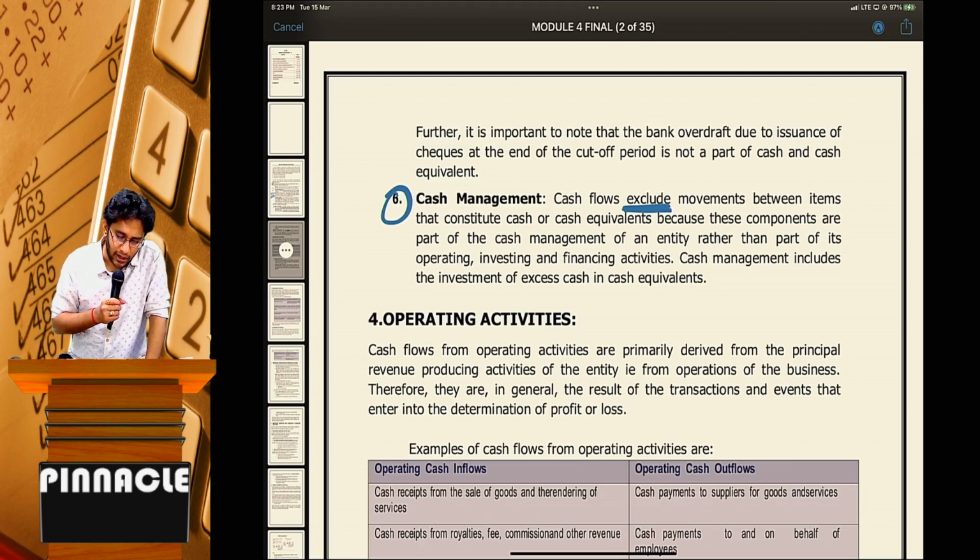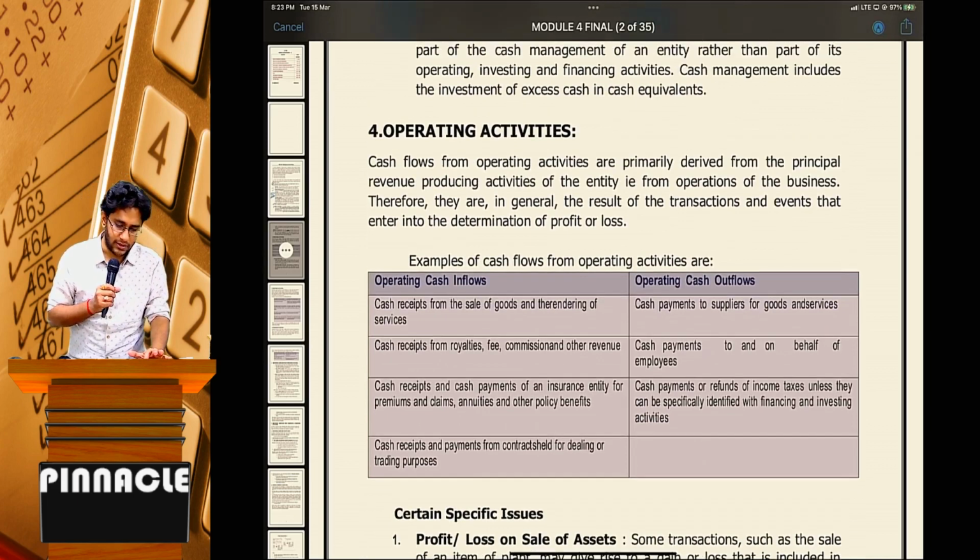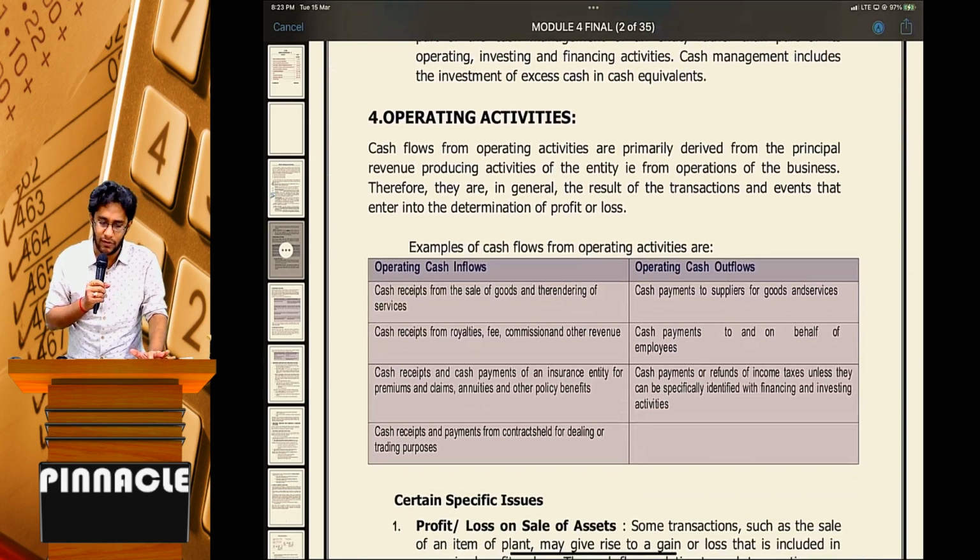Exclude movements between items that constitute cash and cash equivalents, because these components are part of the cash management of an entity rather than part of its operating, investing and financing activities. Cash management includes the investment of excess cash in cash equivalents. This is exactly what we discussed. Sir, with this, the basic meaning of cash equivalent we have understood.